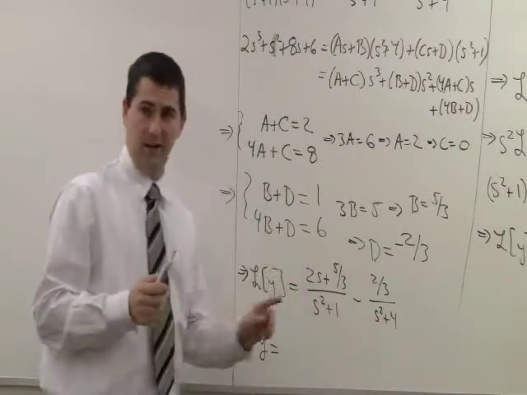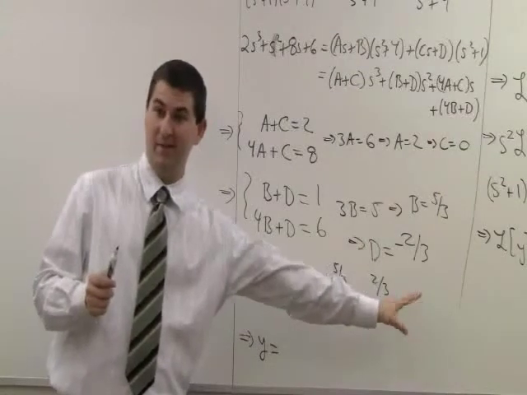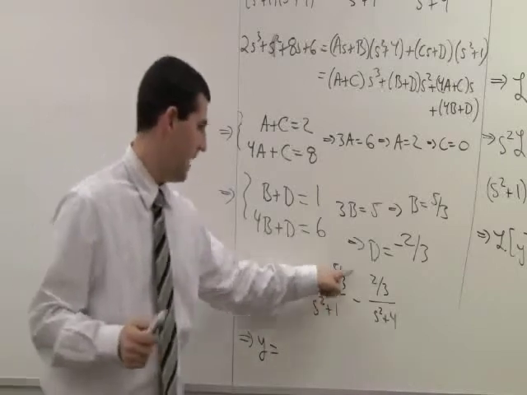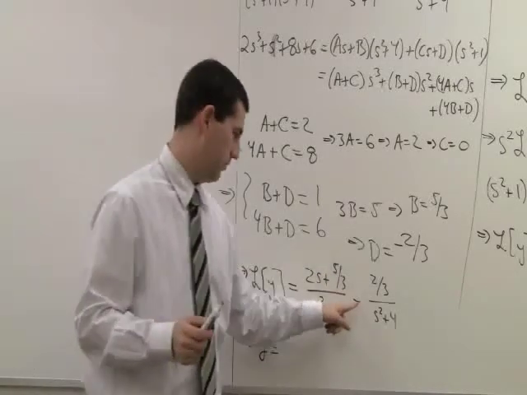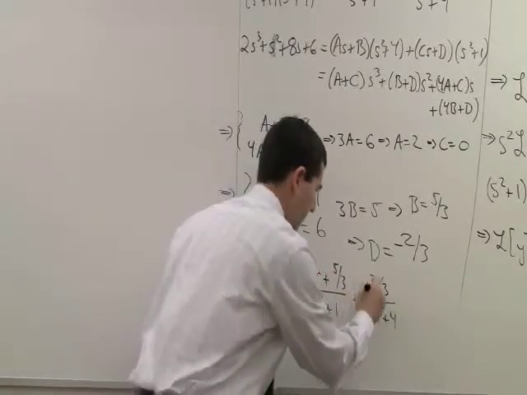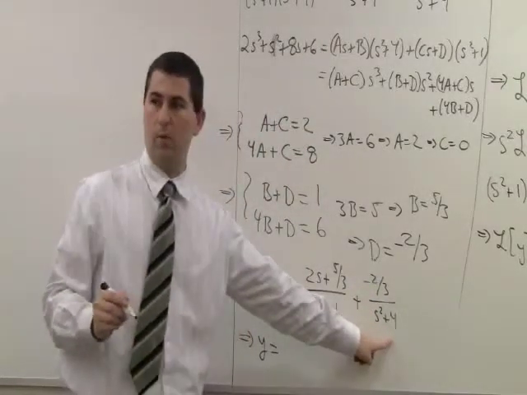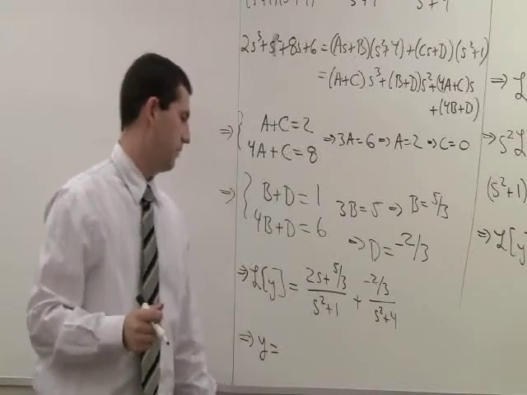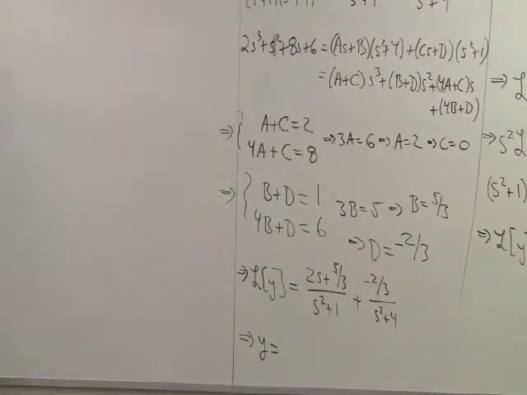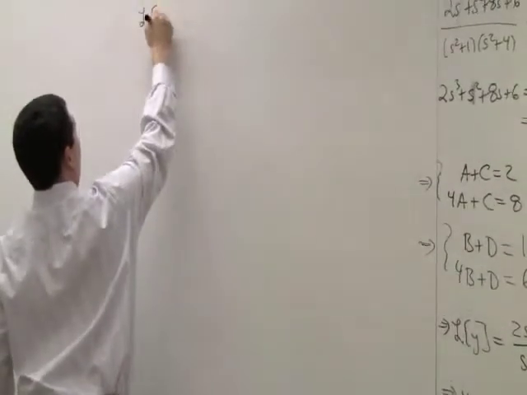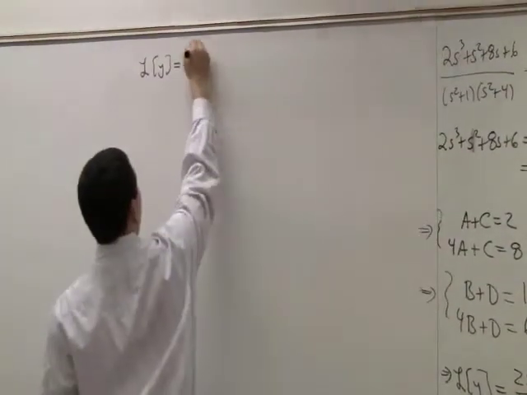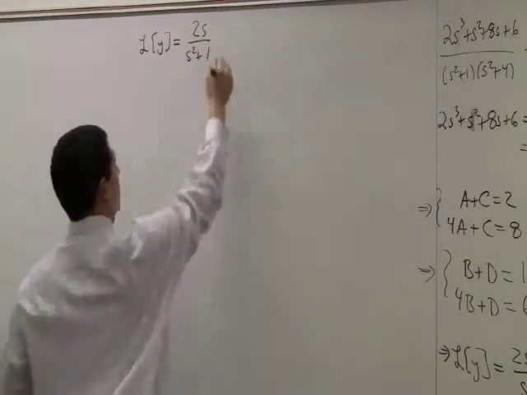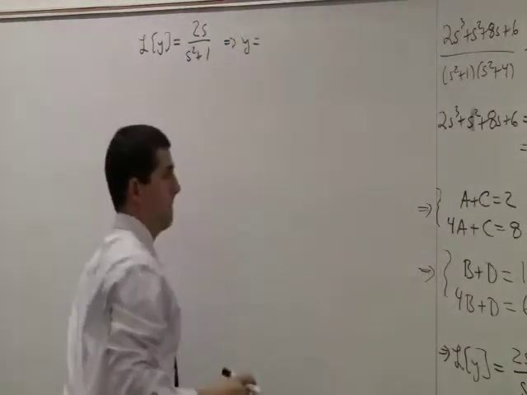So what Zuling is saying, there's actually 3 terms here. It looks like 2, but there's 3. There's 2s over s squared plus 1. There's 5/3 over s squared plus 1. And then there's negative 2/3 over s squared plus 4. Okay. So there's 3 terms, so let's look at those individually. If you had L of y equals 2s over s squared plus 1, then what should the y be?